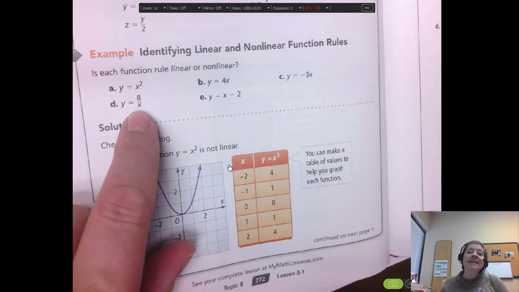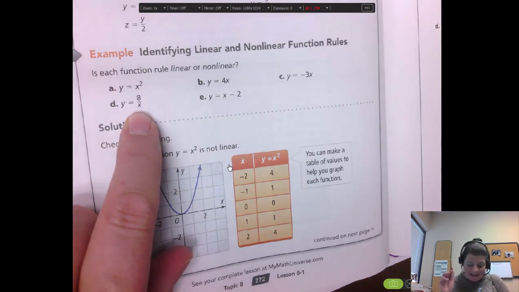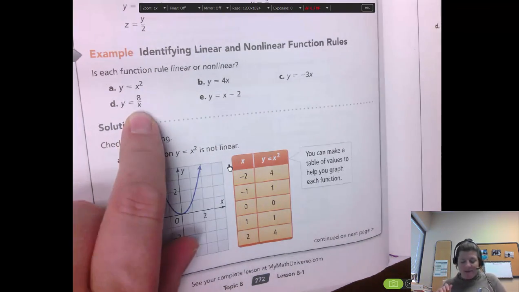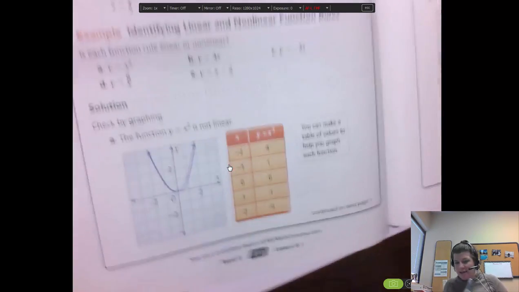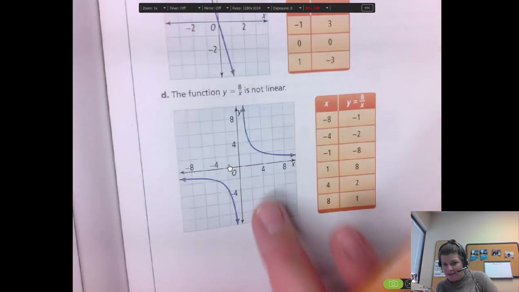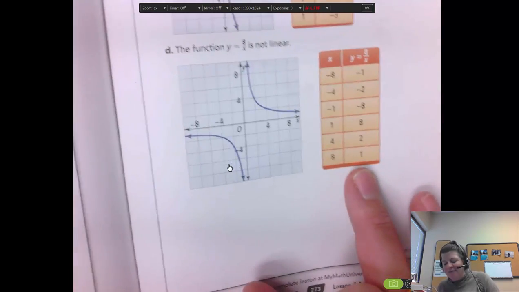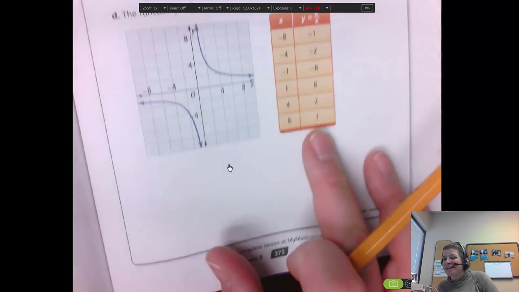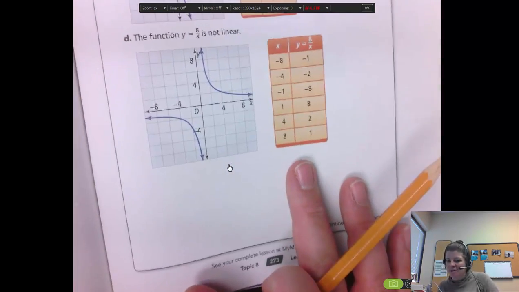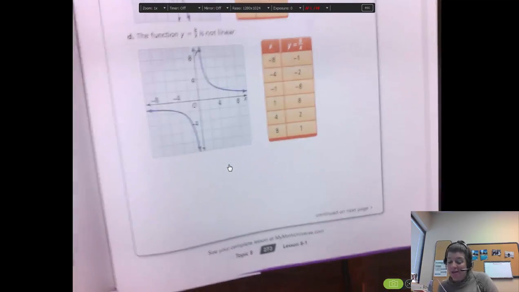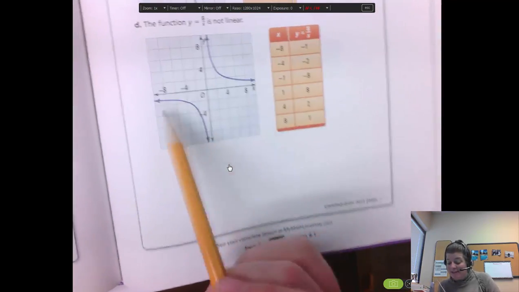Is D linear? Nope, not linear because the x is in the denominator. It actually looks like this when you graph it, which is kind of hard to see on your graph unless you did lots of points. That's why you want to try to do the points, but you also probably want to use a calculator to make sure you didn't just get this half and not see this half.